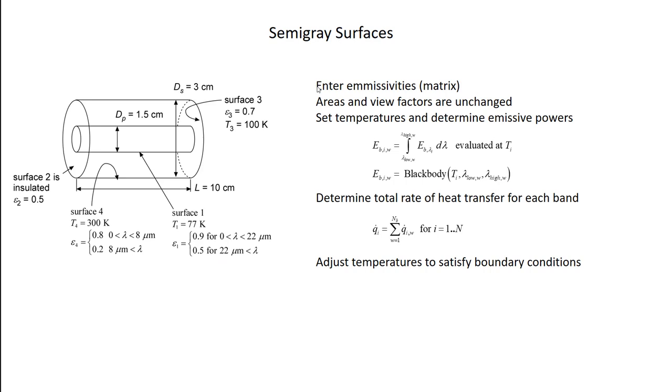So the way that we're going to do this in EES then is we're going to take our previous solution, right? We're going to enter the emissivities. They were a vector. Now we have to make a matrix, right? And the matrix is going to be 4 by 3, 4 surfaces, 3 bands. The areas and the view factors, they aren't going to change at all. We're going to set the temperatures and determine the blackbody emissive powers within each band. And we're going to use this equation here. Again, I forgot the sigma T_i to the 4th, but that needs to be here as well. We'll hit solve and we'll be able to get a solution. And then the last thing we'll do is we'll determine the total rate of heat transfer for each surface.